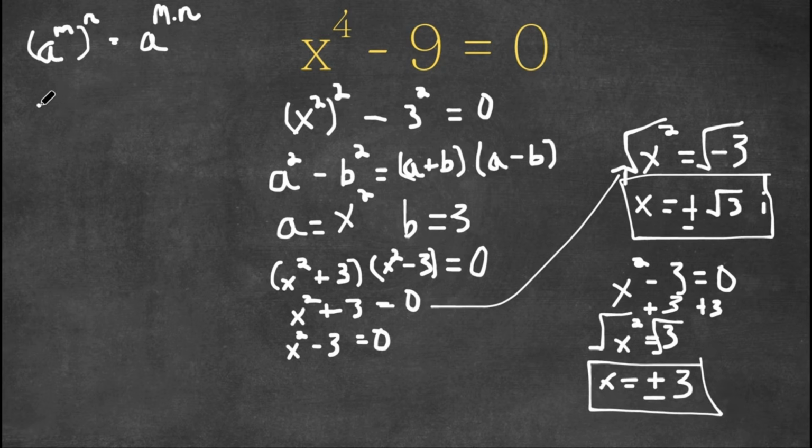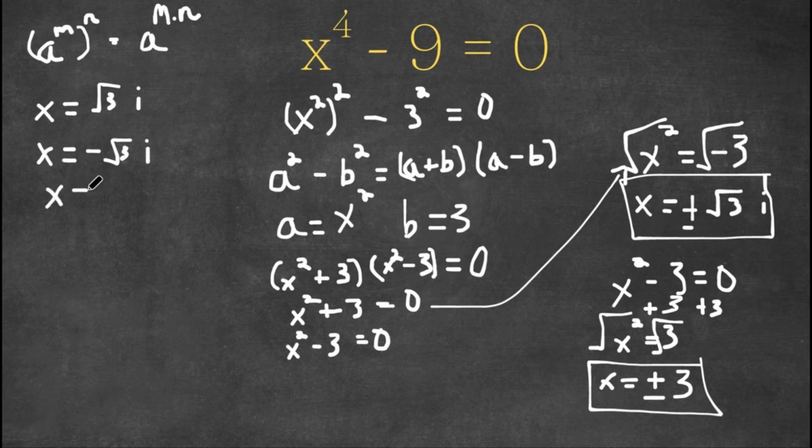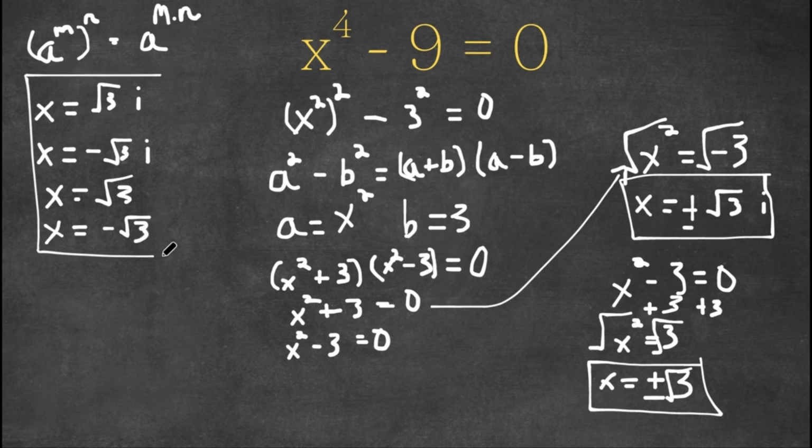So now our four solutions are x equals square root of 3i, x equals negative square root of 3i, x equals square root of 3, and, sorry, forgot to put that over here, x equals negative square root of 3. So these four are our solutions.